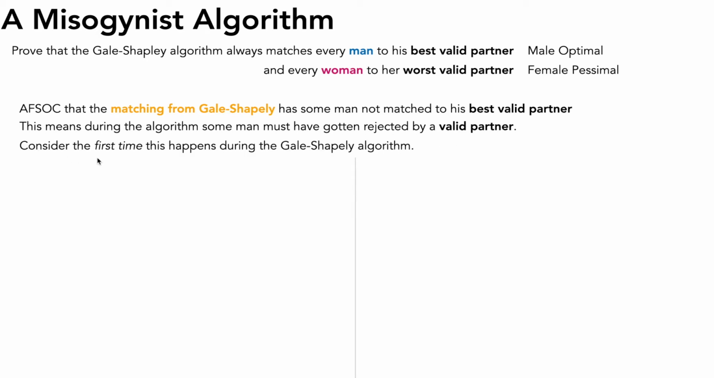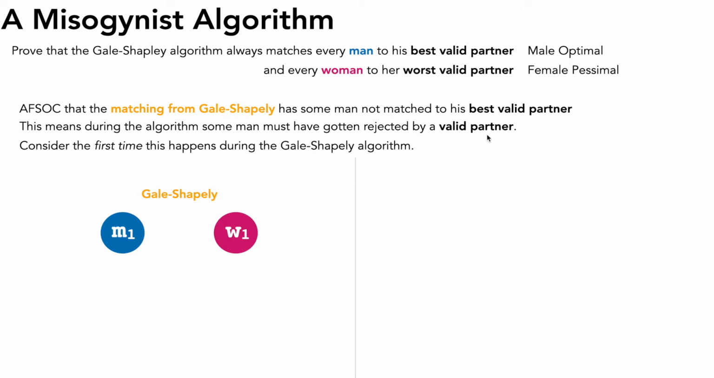Let's consider the first time this happens during the Gale-Shapley algorithm. In other words, the first time that a man is rejected by a valid partner. What does this look like? So we're running the Gale-Shapley algorithm, and we've got some man, let's call him M1, and he's rejected by some woman. Let's call her W1.